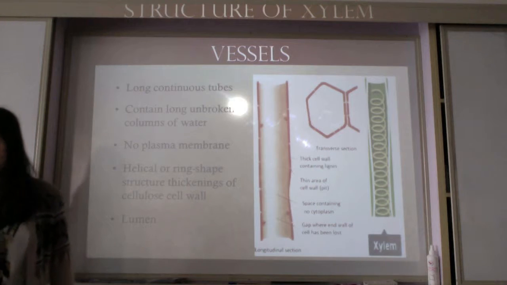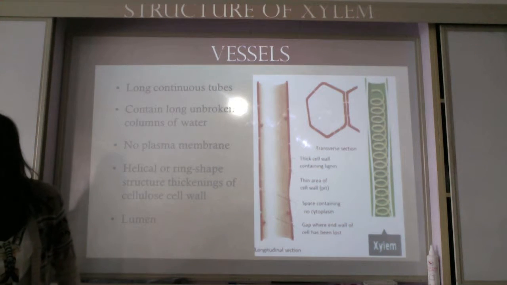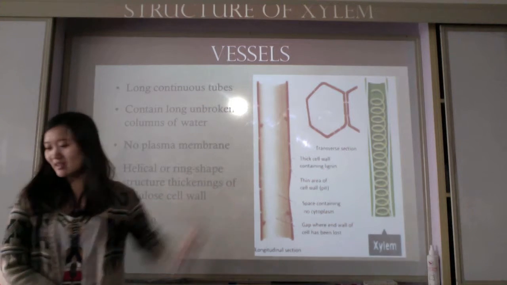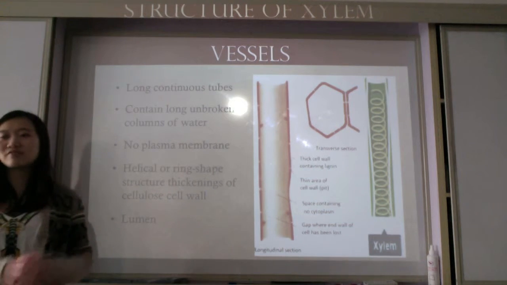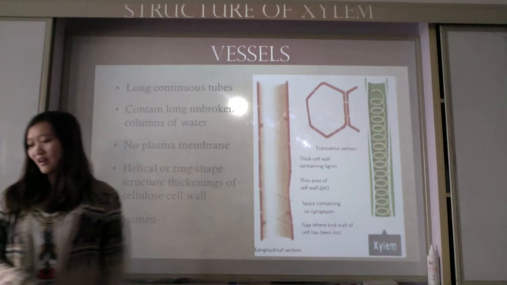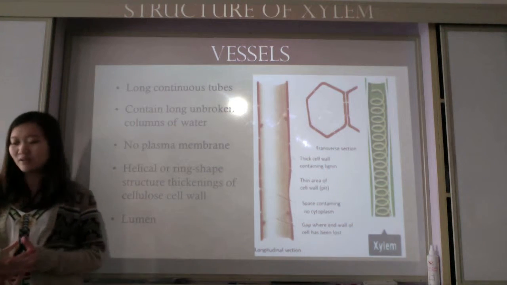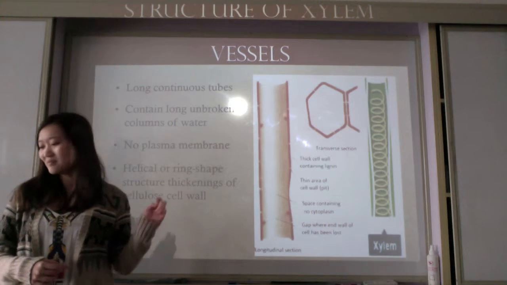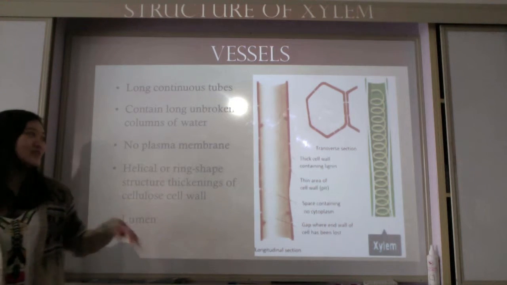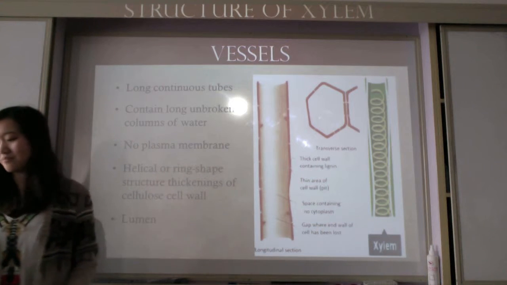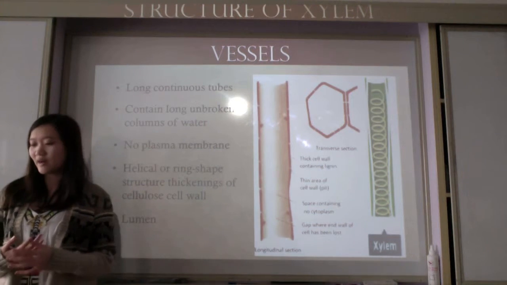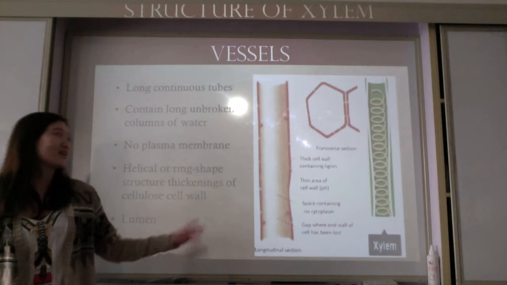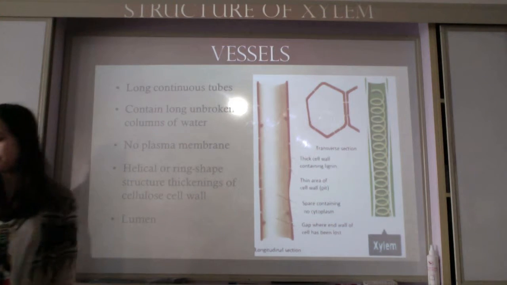And then the end walls break down, and this causes it to form a continuous tube. There are also ring-shaped or helical thickenings of the cellulose cell wall, which are impregnated with lignin. This causes the whole vessel to be hard and resist inward pressure, so the xylem does not collapse when water is flowing through it.